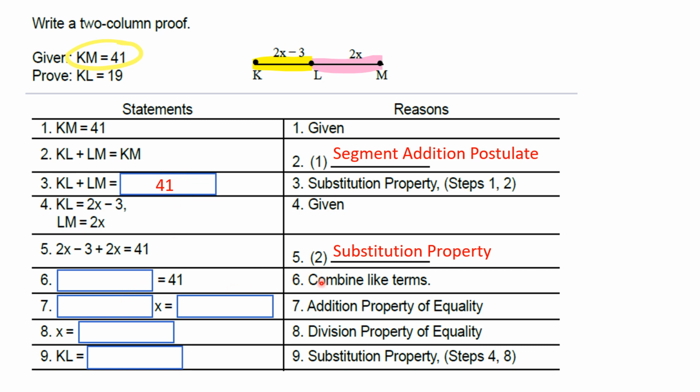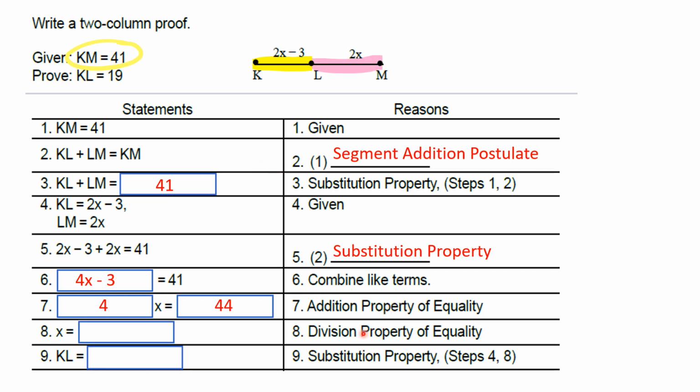All right, so here we're supposed to combine like terms. You can see that the 41 stays the same, but we're supposed to combine like terms on the left-hand side. So if you combine like terms, what do you have on the left? That would be 4x minus 3. All right, now, line 6 to line 7, we're supposed to use the addition property of equality. So let's move this 3 over. We're going to add 3 to both sides. That leaves us with 4x on the left. Adding 3 to both sides, that's going to give us 44 on the right.